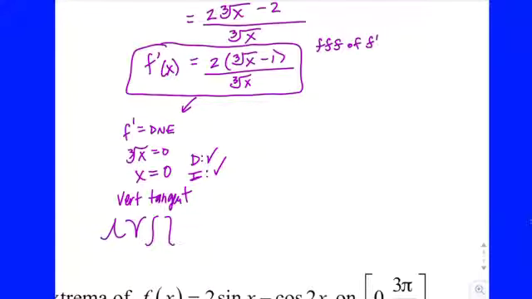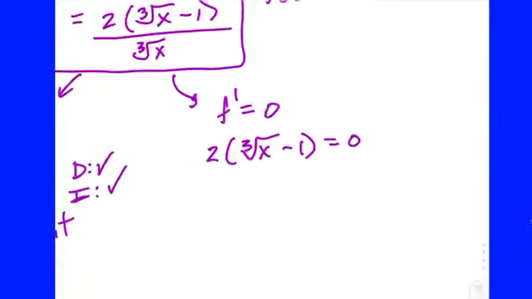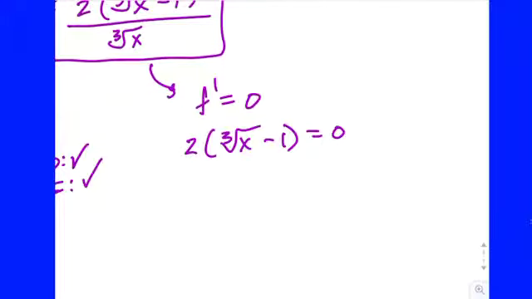All right, so now we do the other fork. We come over here, and we say f prime equals 0 now when the numerator is 0. So that's 2 parentheses, cube root of x minus 1 equals 0. And you can kind of solve this in as many or as few steps as you need. Divide by 2 and add 1, and you get the cube root of x equals 1. Cube both sides, and you get x equals 1. Okay? Now, is 1 in the domain? Yeah, the domain was all real numbers. Is x equals 1 in the interval?